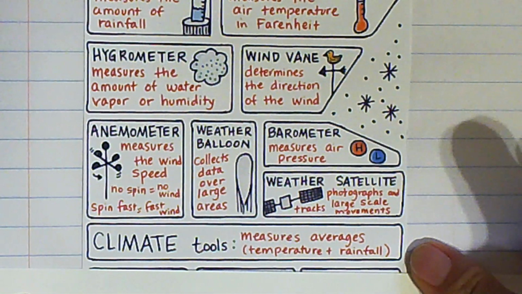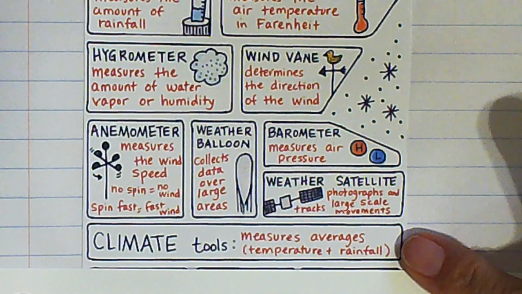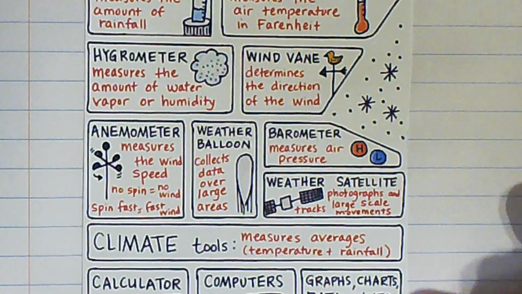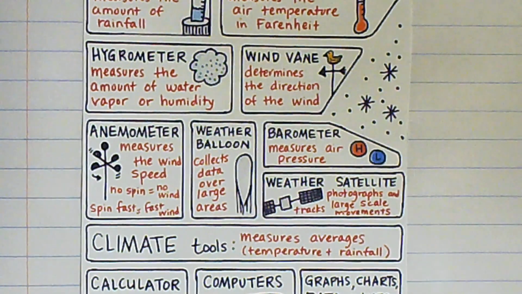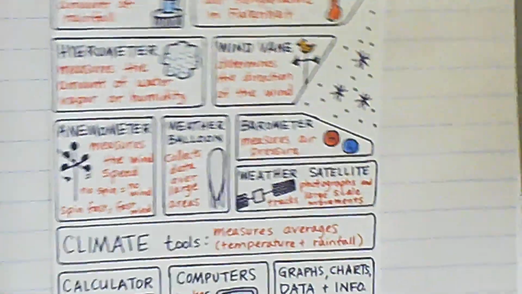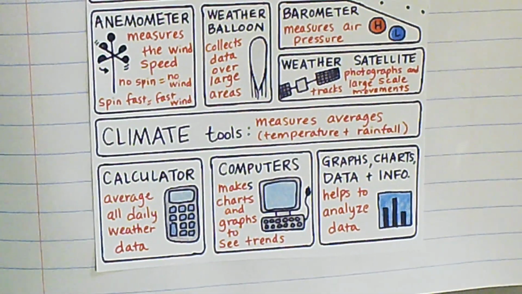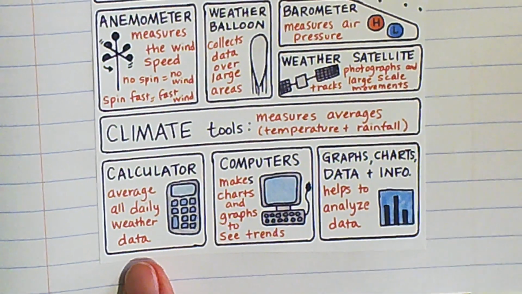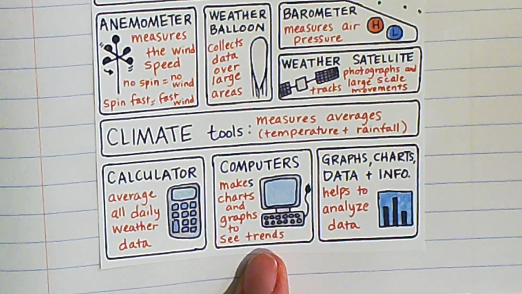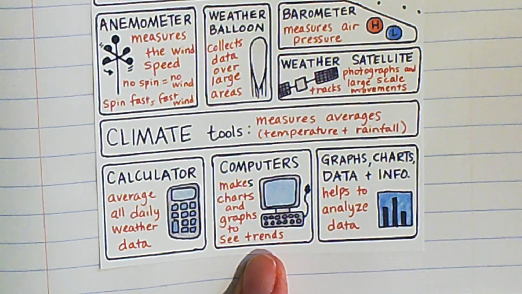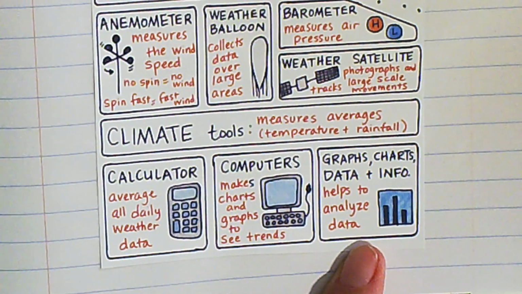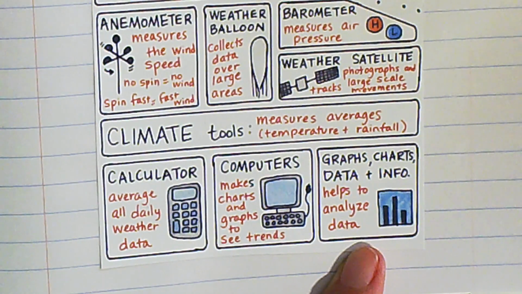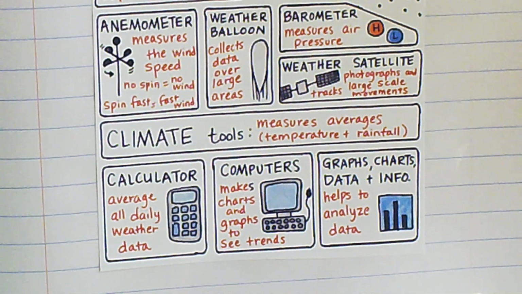So, climate tools measure the averages with temperature and rainfall. Things that we might use to determine climate are calculators, because we can take weather data and find the average of it. We can use computers to make charts and graphs so we can see trends. And we can make graphs and charts and use that data and info to help analyze that data.